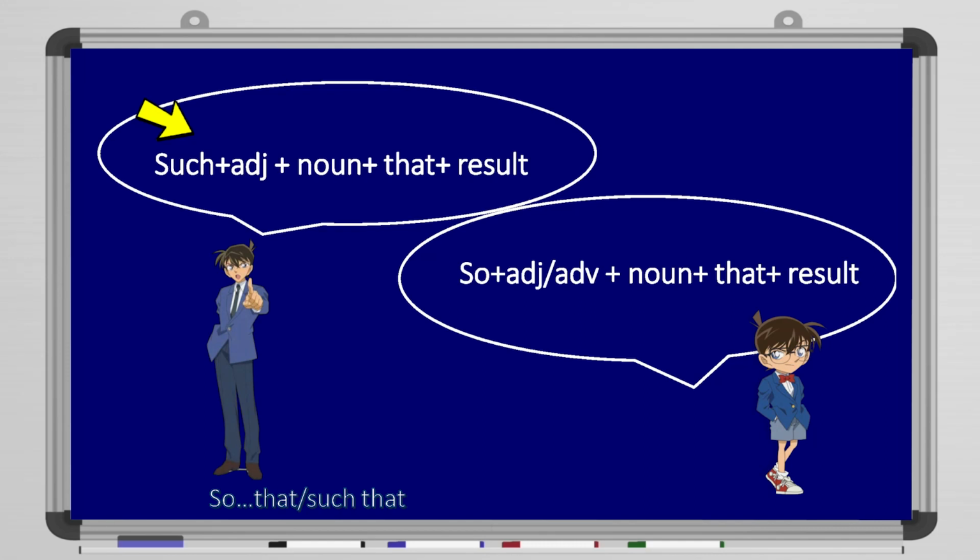So if you're going to use such that, you'll have such, and it will be followed by an adjective plus a noun, and then that, and then after that, what comes after that? Yes, comes the result. The same thing with so plus adjective or adverb plus noun plus that plus the result. Let's try to apply them here.